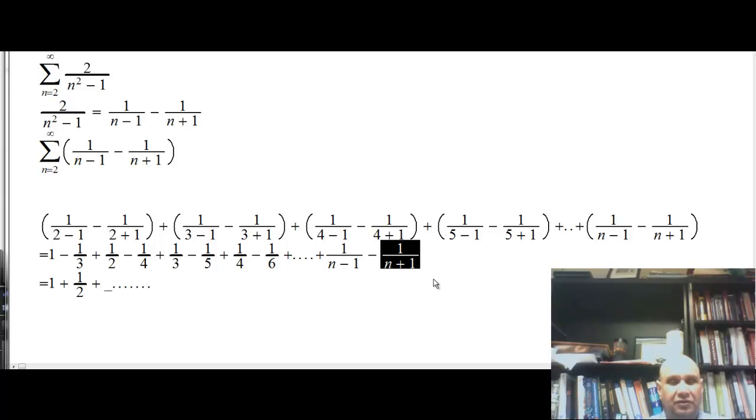In that case, let's just write: so the whole thing goes to what? 3 over 2. Do you agree? Okay, that goes to 3 over 2. Makes sense?